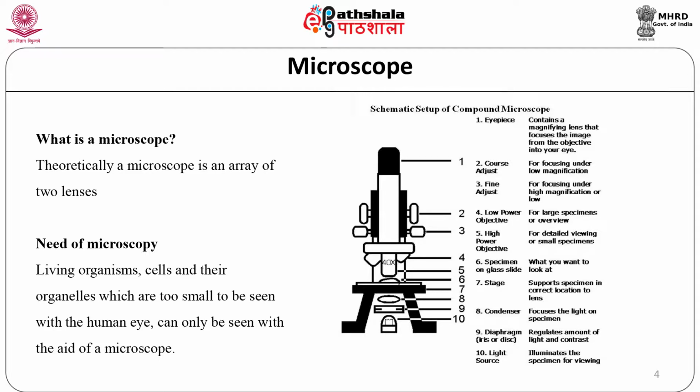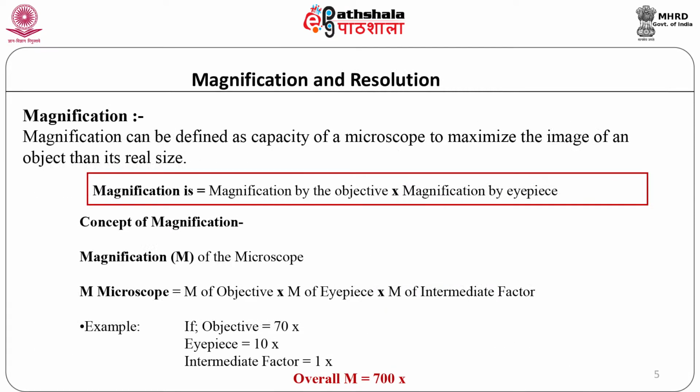Before using this technique, it is very important to know about magnification and resolution. Now we will see what is magnification and what we mean by the term resolution. Magnification can be defined as the capacity of a microscope to maximize the image of an object beyond its real size. This magnification is dependent on the magnification of the objective as well as the magnification of the eyepiece. It can be derived by using the formula: magnification is equal to magnification by objective lens into magnification by eyepiece.